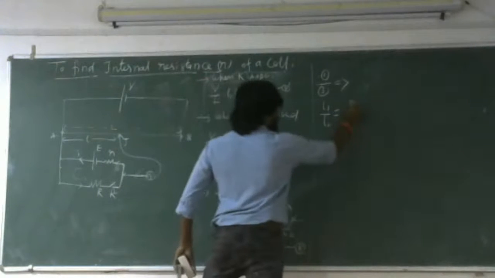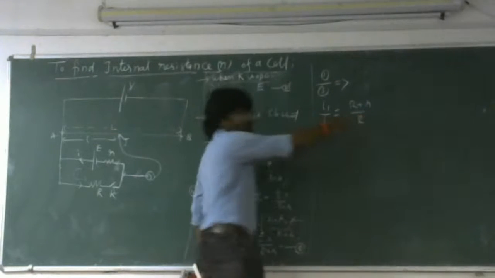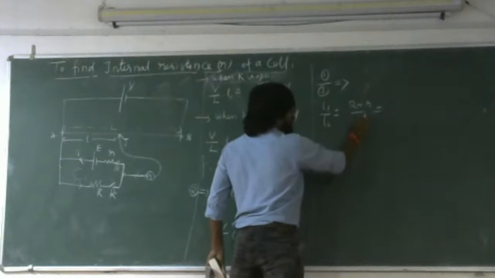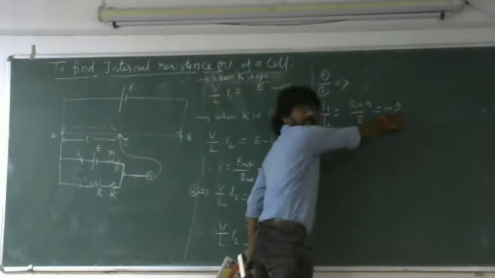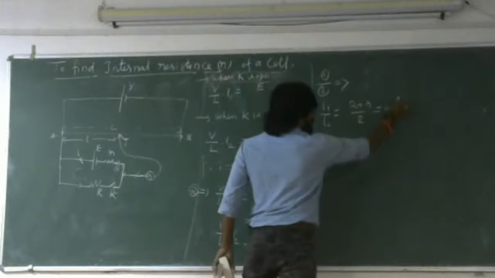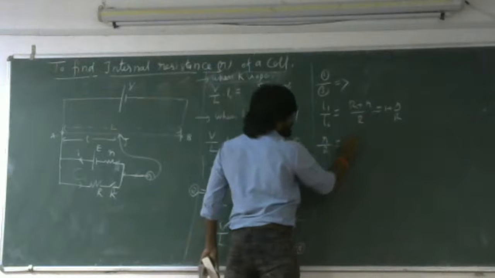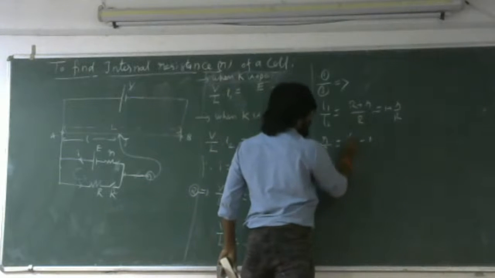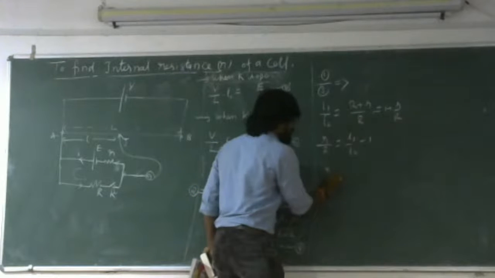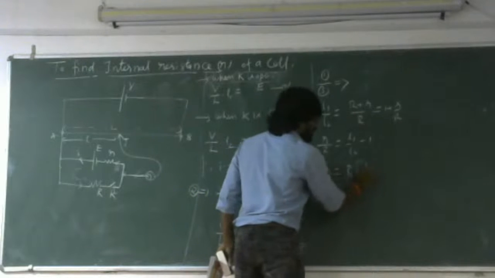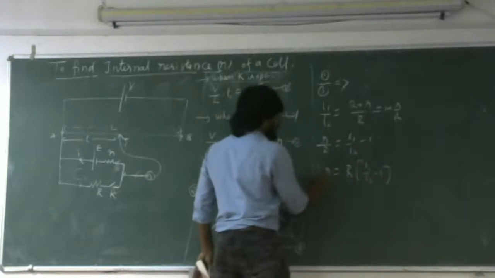This R plus R goes to numerator, R plus R by capital R. This can be further expressed as R by R plus small r by capital R, so 1 plus small r by capital R. Then keep this here and send this one here. Then we get small r by capital R is equal to L1 by L2 minus 1, or L1 minus L2 by L2. So from this, internal resistance small r is equal to capital R into L1 by L2 minus 1, or R into L1 minus L2 by L2.